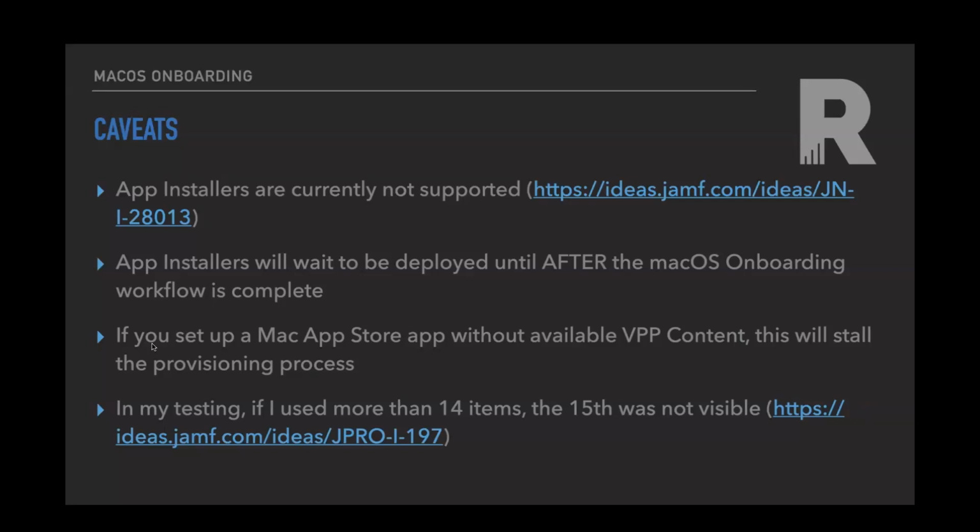And if you set up Mac App Store apps without VPP content, they will stall in the provisioning process. Probably not super worth pointing out, I just ran into it when I didn't have enough licenses for an app, and that does create problems. So if you don't have your Mac App Store apps set up correctly, it can stall things as they're going through this process. And then lastly, we pointed out the error we were running into, where if you have more than 14 items, the 15th was not visible. I have confirmed that is a product issue within Jamf. I'm sure that will be fixed in the next couple releases, but wanted to point that out.